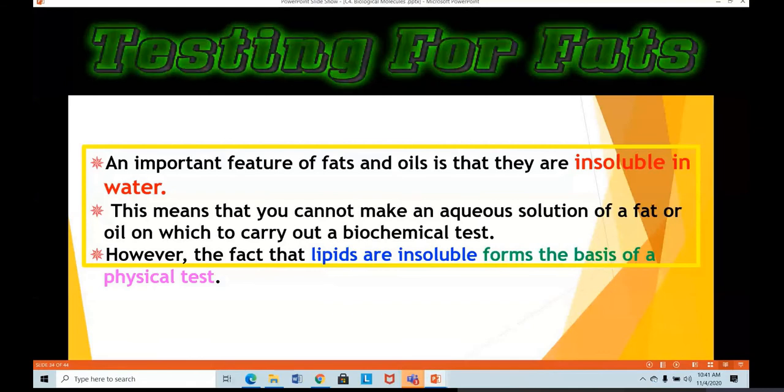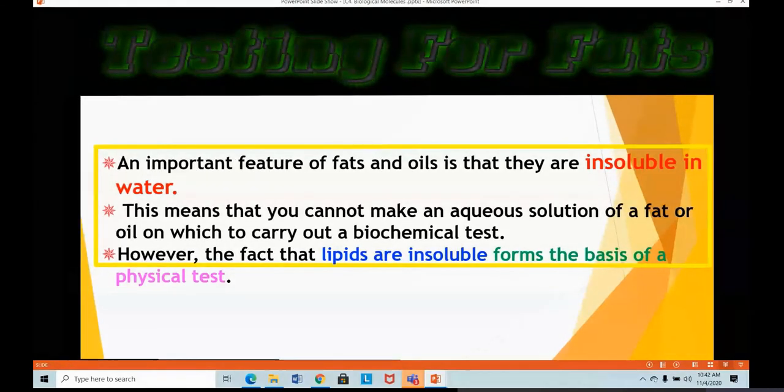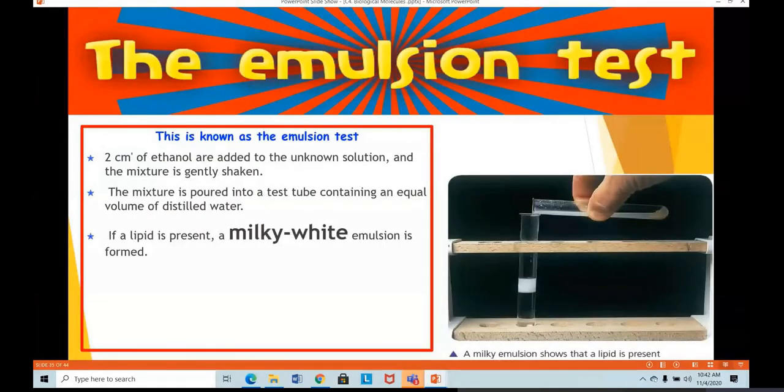As fats are insoluble in water, we cannot mix them in water or conduct any test like we did for the proteins and carbohydrates. So we need to use something else in order to check the presence of fats. Such a test is known as the emulsion test. 2 centimeters of ethanol are added to the unknown solution and the mixture is gently shaken. The mixture is poured into a test tube containing an equal volume of distilled water.